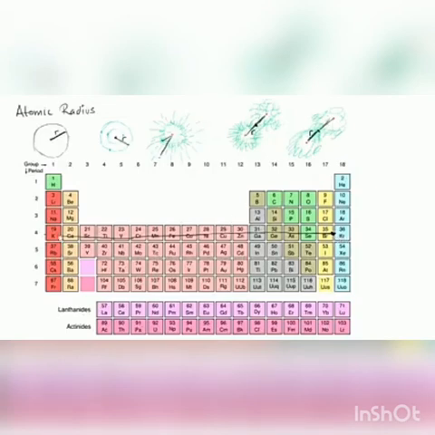Now what's going on there? Well, when you're at potassium, you have 19 protons, and you have 19 electrons.